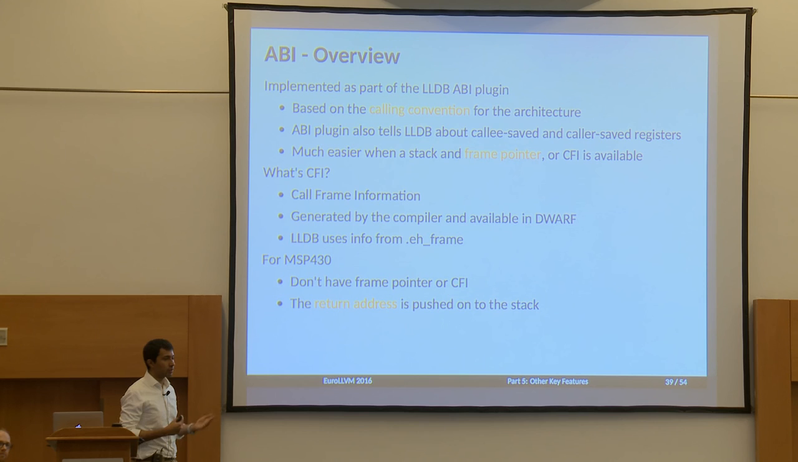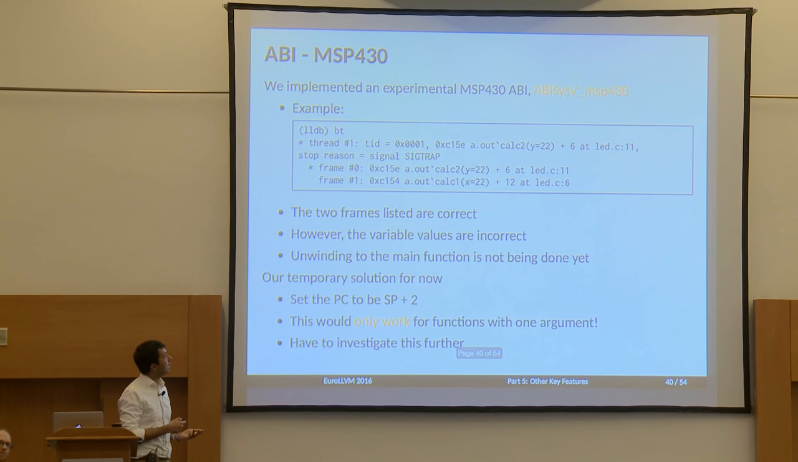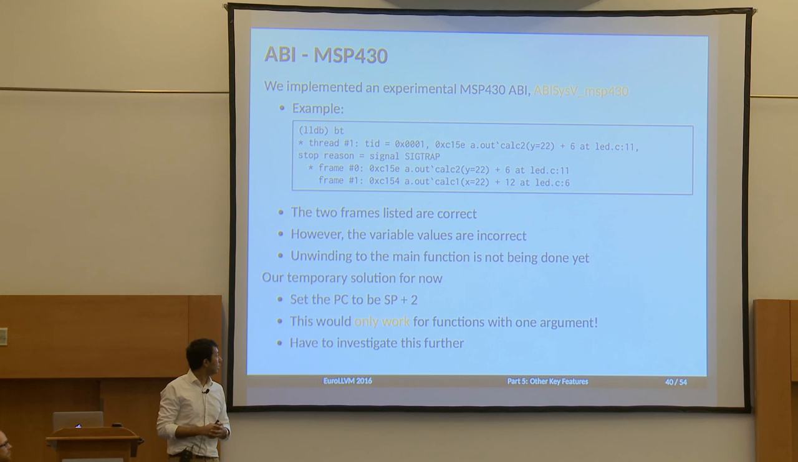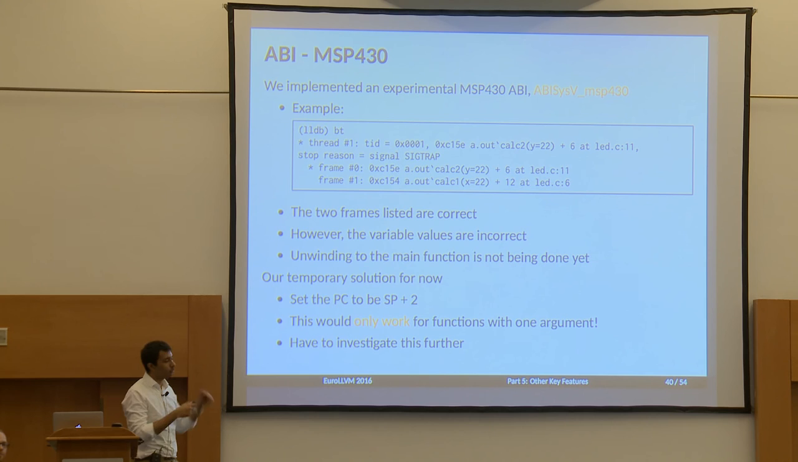So what did we do? We just wanted to see how quickly we can get something small working, so we implemented an experimental ABI, which is available in the repo. It was kind of a hack where we hard-coded the PC to be at SP+2. So the unwind plan always picks up the PC as SP+2, which works for just a one-case scenario where the function has only one argument. Obviously, it's not something which works properly, but it has to be fixed in the future.